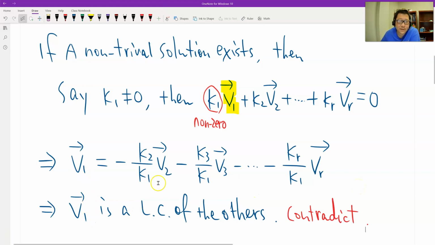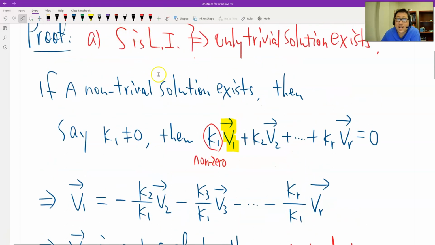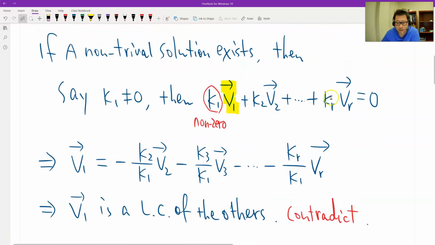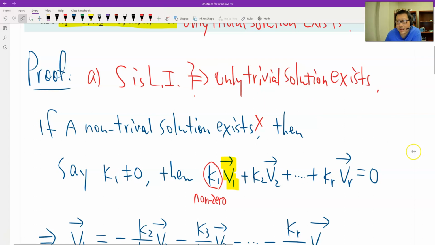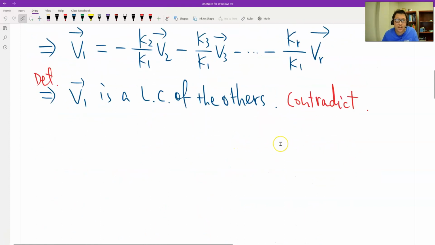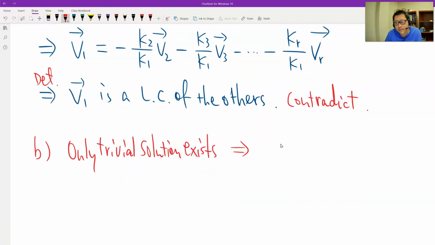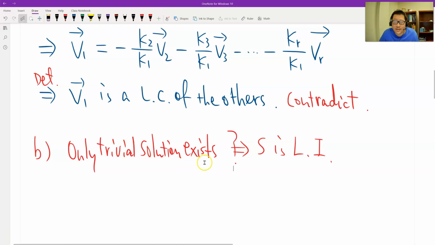It is a contradiction because v1 should not be a linear combination of the others, because S is linearly independent by the definition. Contradiction means this is wrong: a non-trivial solution exists. Therefore, only the trivial solution exists. So that's the proof for the first part. And then we'll look at the second, going backwards. We have to prove that if the linear system has only the trivial solution, then S is linearly independent.